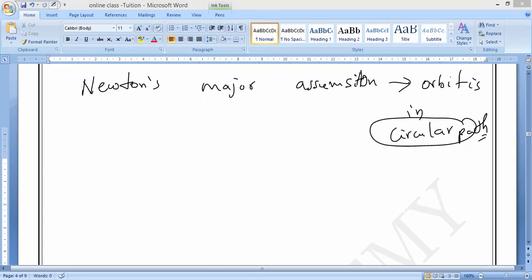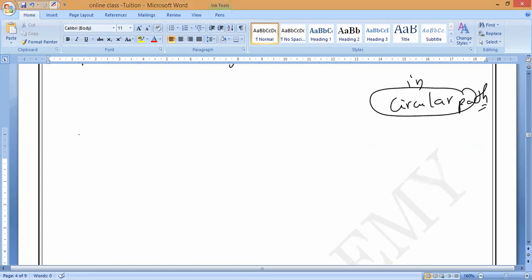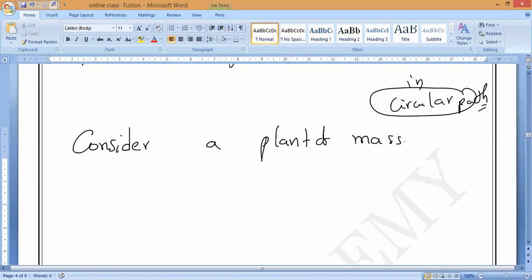Now, Newton derived the inverse square rule for gravitational force. How was it derived? Let us discuss now. Observe very carefully. Consider a planet of mass m, what is that, guys? A planet of mass m moving with which velocity?